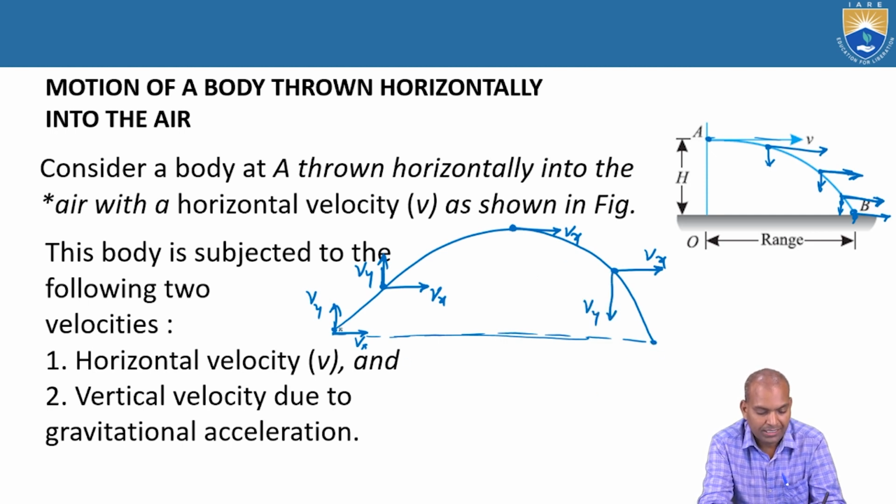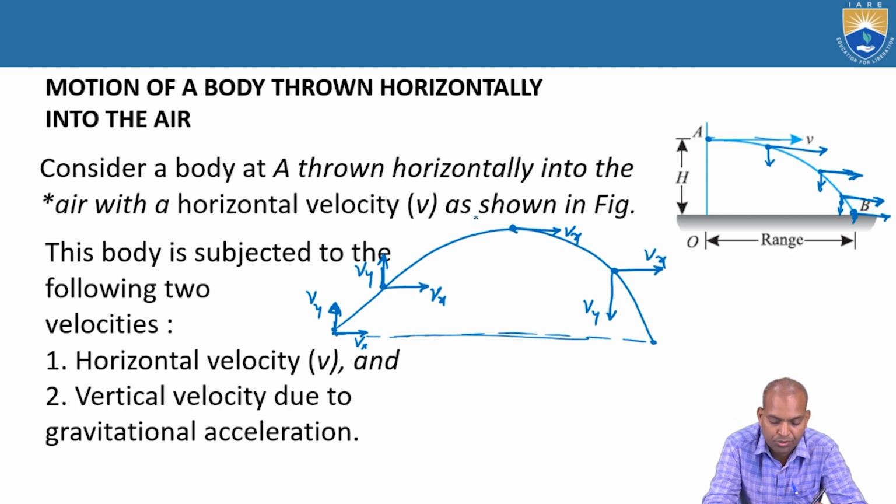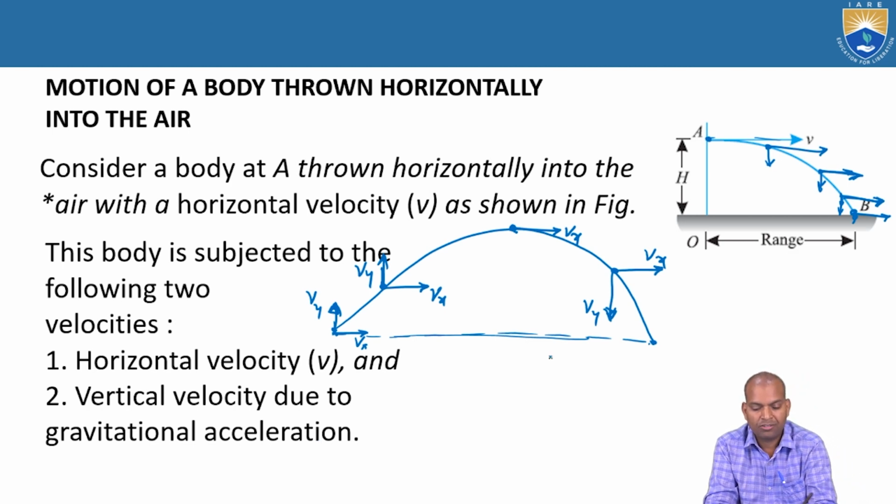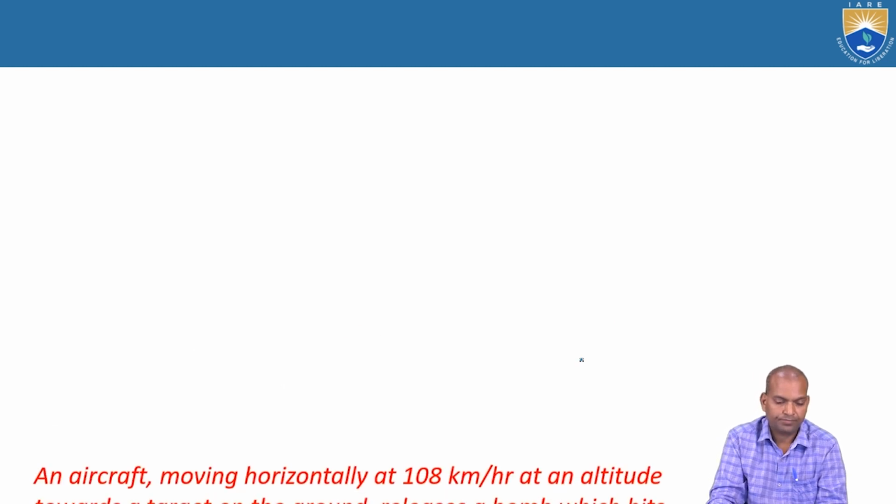So the direction of the vertical component of the velocity is upward at the initial point. When the projectile reaches the maximum height, it becomes 0. When it comes downwards, on the downward path, the direction goes downwards. The direction of the vertical component of acceleration is downwards. As we mentioned, the vertical velocity is due to gravitational acceleration, which acts downwards.